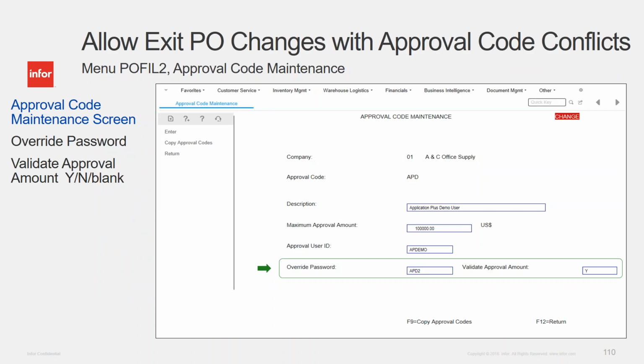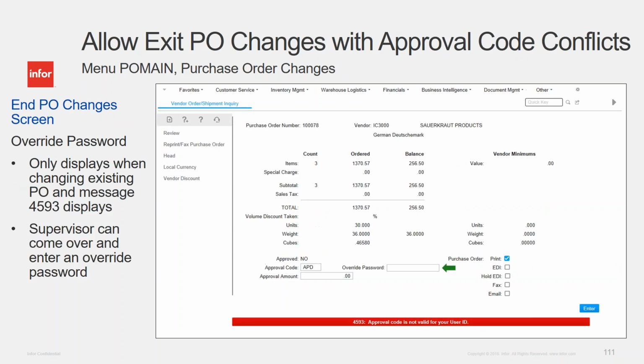This is approval code maintenance. We added those 2 new fields, override password and do I want to validate the approval amount? Yes, no, or blank. End PO changes screen.